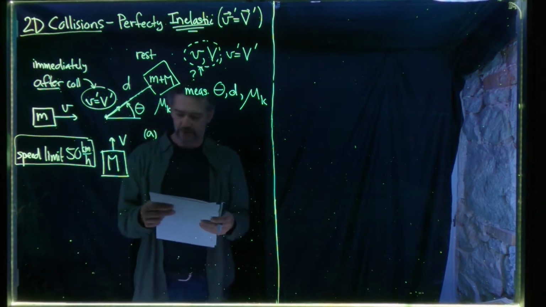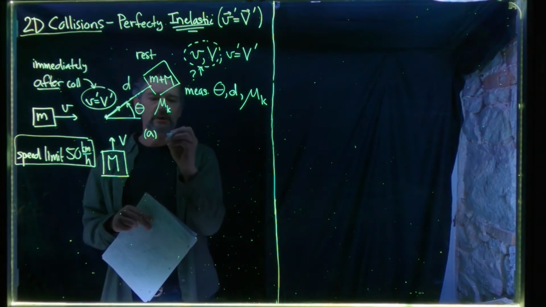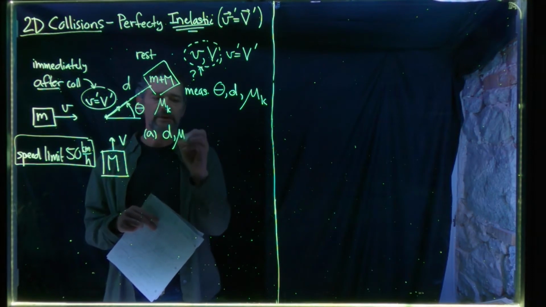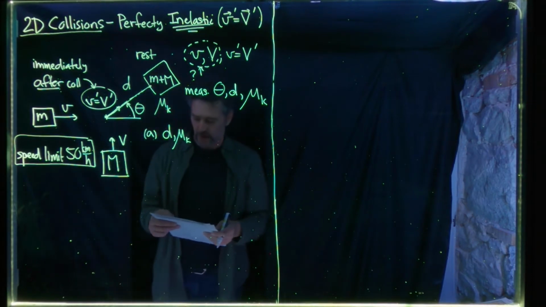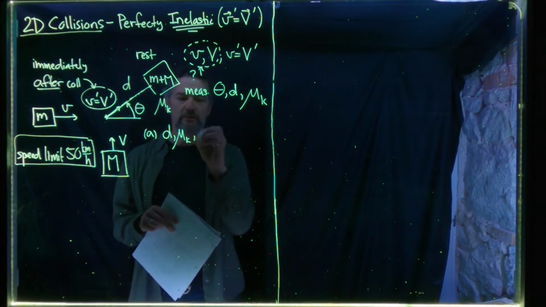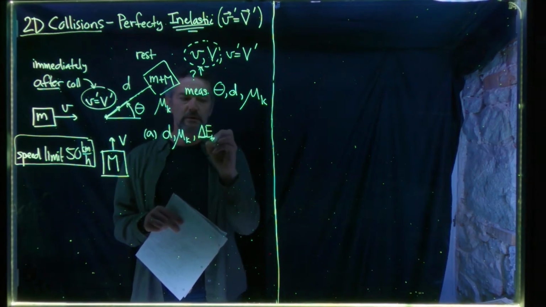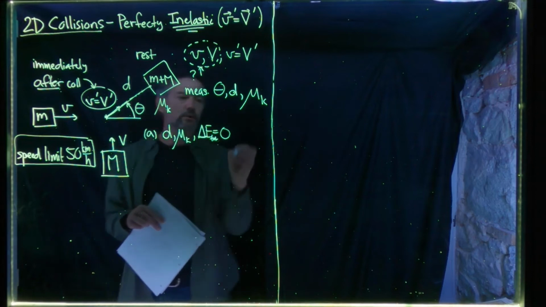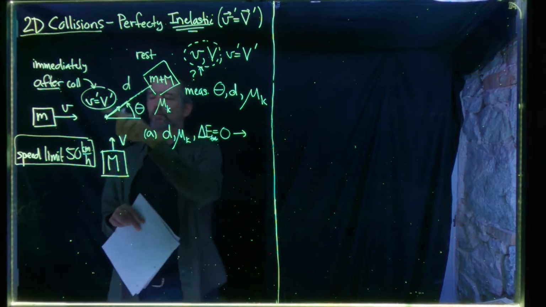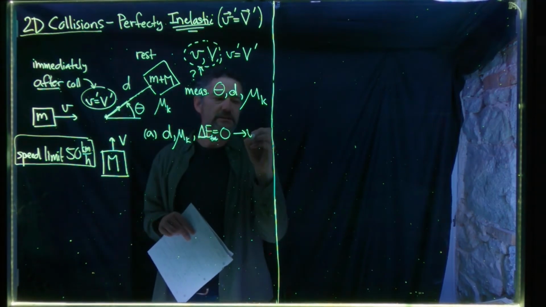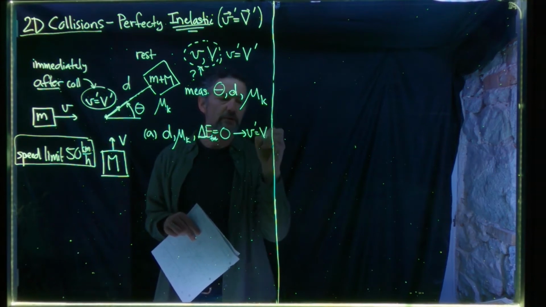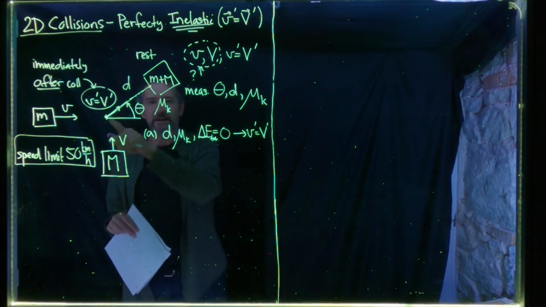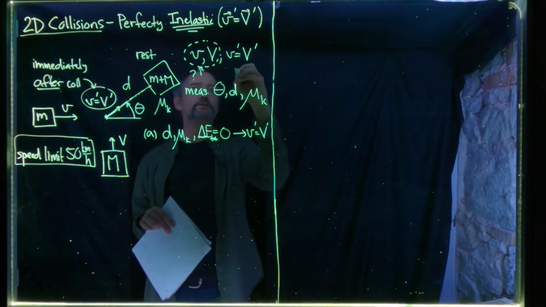So the first step is to use the measurements of D and mu k and conservation of total energy. Kinetic energy is converted into thermal energy. We're going to use that to tell us what the speed of the clumped together two cars was immediately after the collision. So then we know this quantity over here.